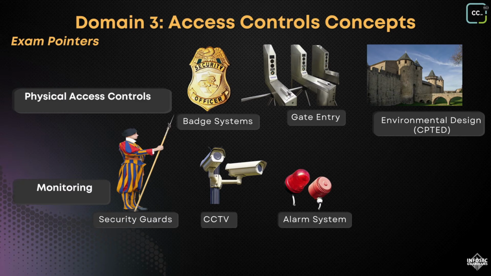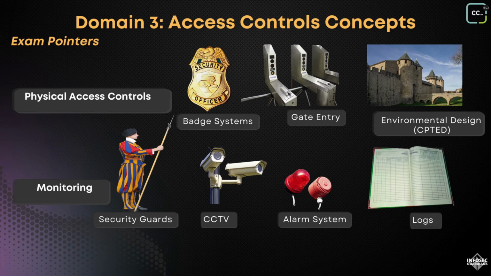Alarm systems, these electronic systems alert you to unauthorized entry or other security breaches. They're triggered by motion sensors, door sensors, and more. Logs, don't forget the logs, these are records of who accessed what and when. They're crucial for auditing and investigating any incidents.